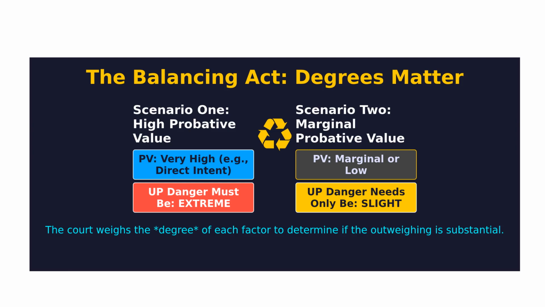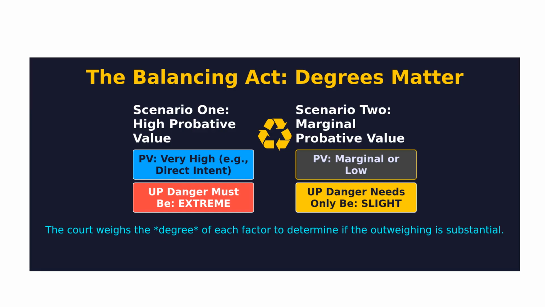Now that we have reviewed the judicial economy factors, let us return to the central tension of Rule 403. The balancing scale between probative value and unfair prejudice. This is where the practical application truly lies, and it requires weighing the degree of each component. The court does not treat all evidence equally.